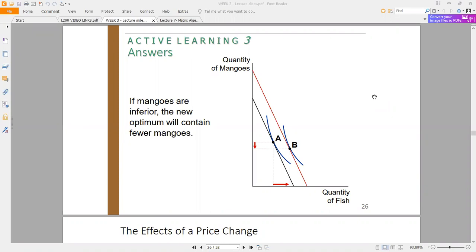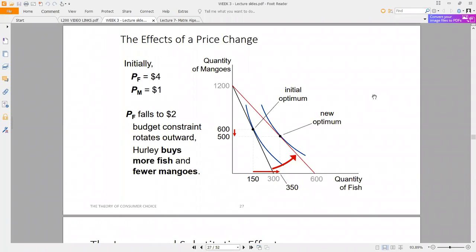What about a change in price? When price changes, how does it affect the optimal bundle?